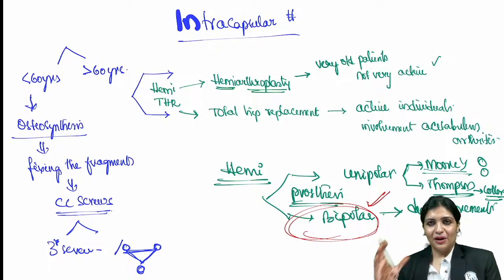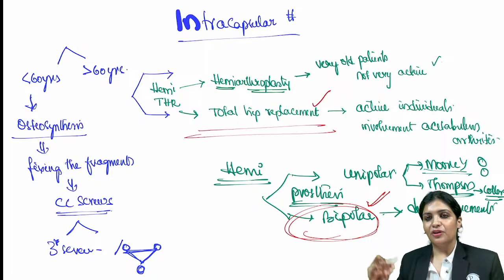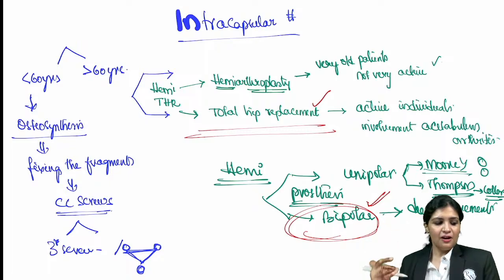If the patient is very active, and if he wants his replacement to be done, so that is your total hip, where you replace the acetabulum and you replace the femoral head.